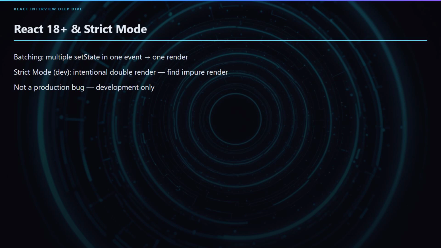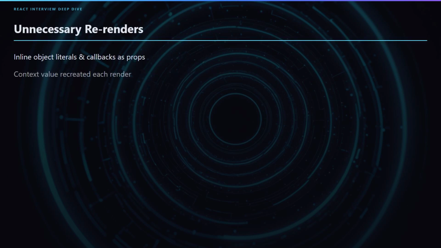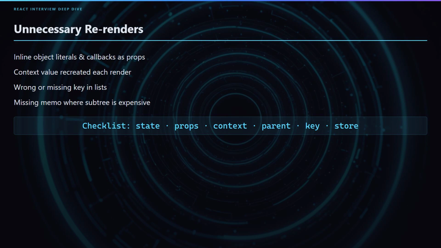In development, strict mode intentionally double invokes some render paths to surface impure render logic. That is expected, not a production bug. Remember, re-render means recalculate the UI description, DOM update means apply changes. They are related but not the same.